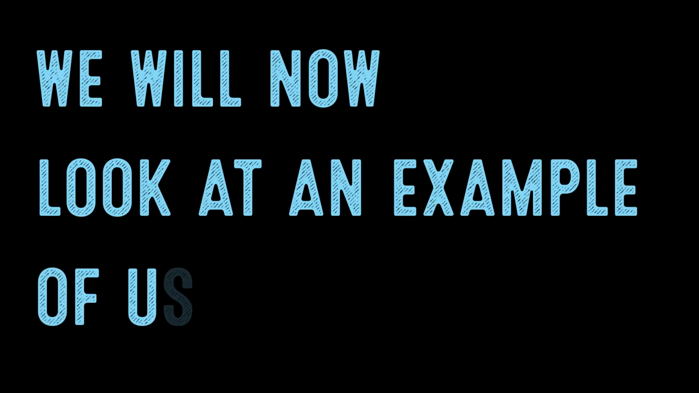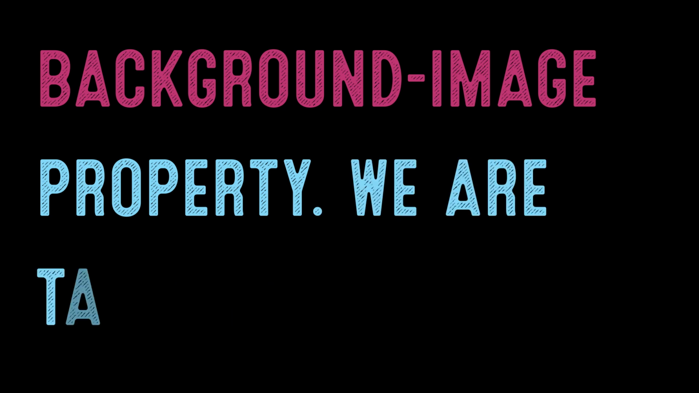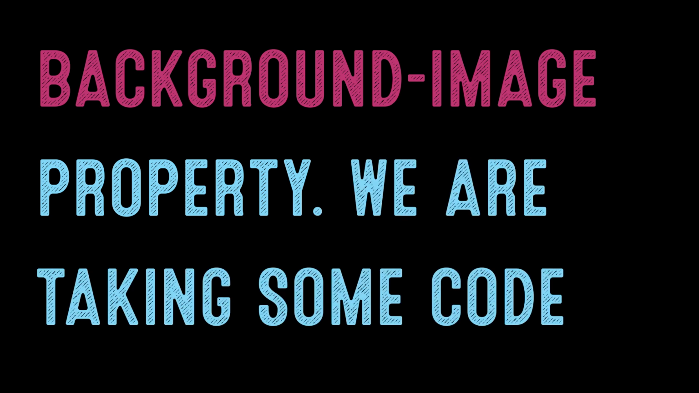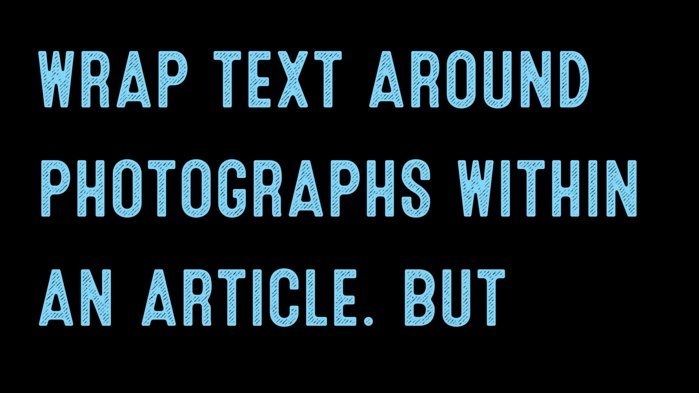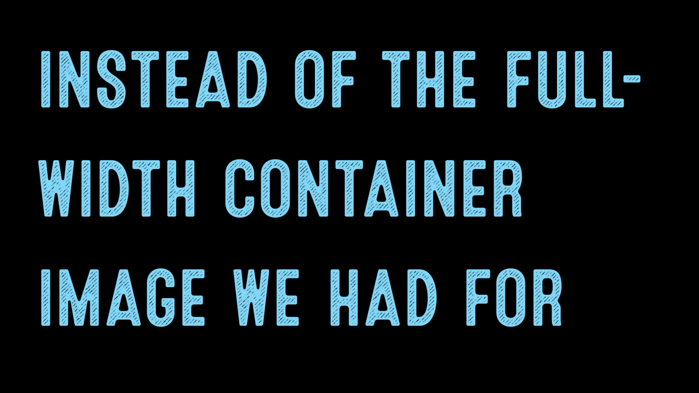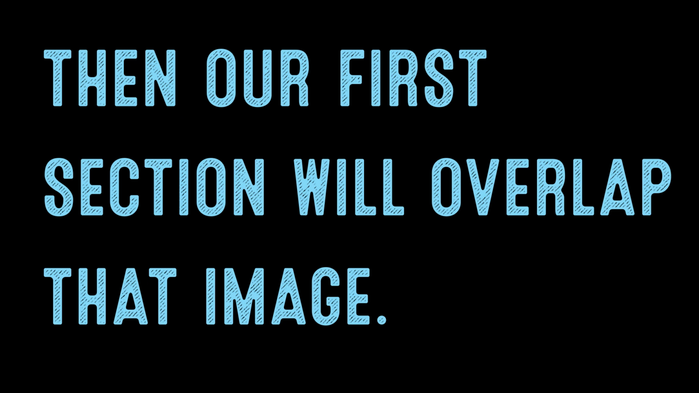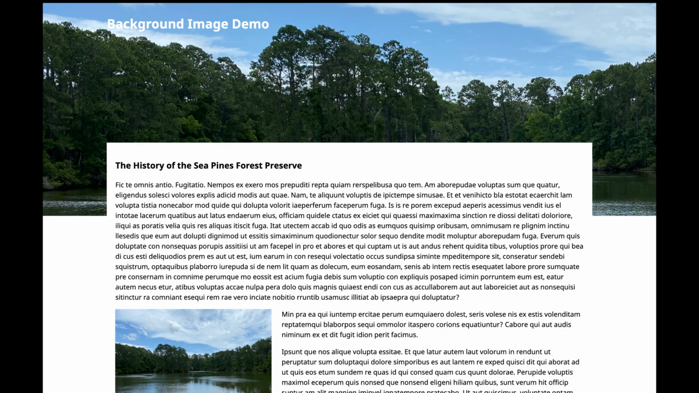The daily code snippet. We will now look at an example of using the background image property. We are taking some code from a previous example where we showed how to wrap text around photographs within an article. But instead of the full width container image we had for that, we will load a background image into our body, then our first section will overlap that image. Let's take a look.